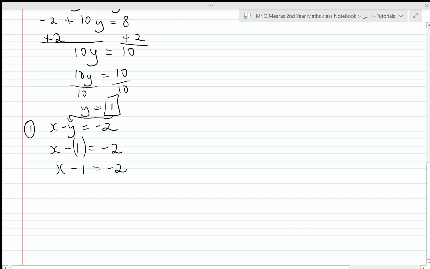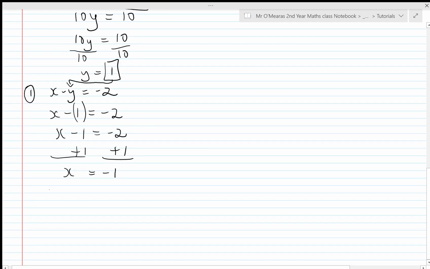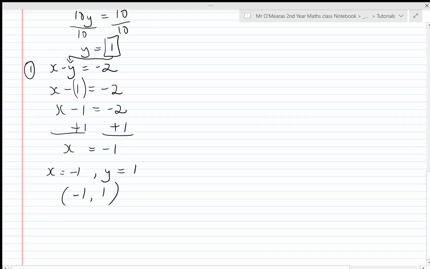Again, we know that we have to get x on its own, so we have to add 1 to both sides. So we end up with x equals minus 1. So our final answer is x equals minus 1 and y equals 1. You would normally put them as an ordered pair, a coordinate, minus 1, 1, because we'll discuss another time, actually, what you found is a point of intersection of two lines.